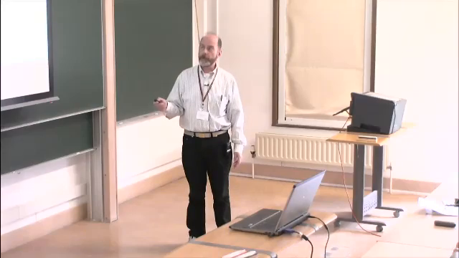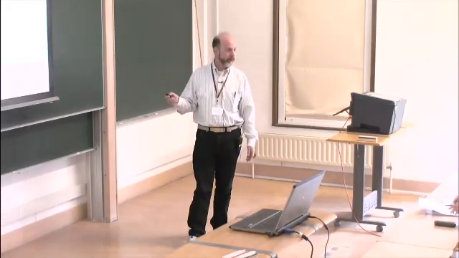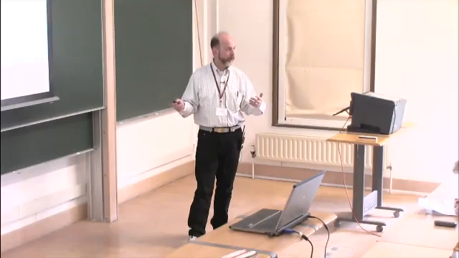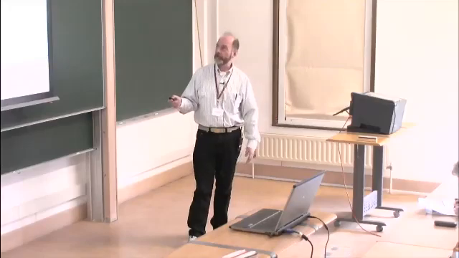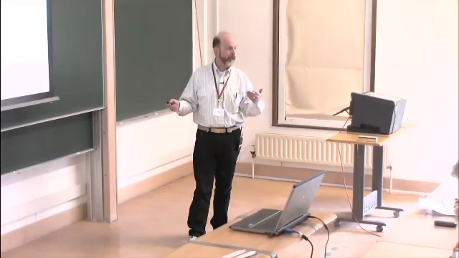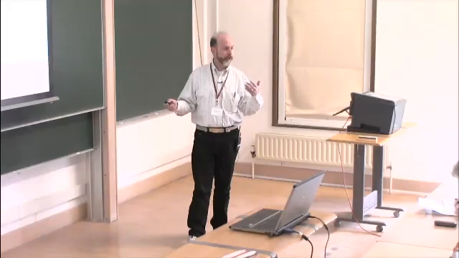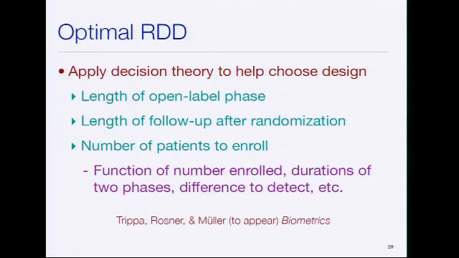So now what we'd like to do is, how can we improve on that design by using decision theory? So we're going to apply decision theory to help choose certain design parameters. How long should that open label phase be, during which everybody gets the drug, and at the end of which we evaluate whether or not the disease is stable and they should be randomized? How long should the follow-up be after randomization? Again, these are both characteristics of the tumor growth, which we're going to estimate using historical information, and of course the number of patients to enroll. So those are going to be the three key characteristics that we're going to pick as our design points.